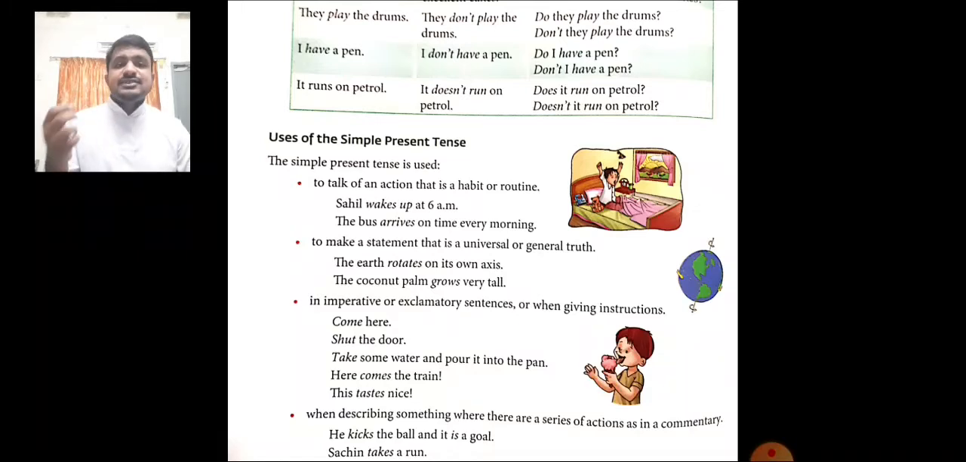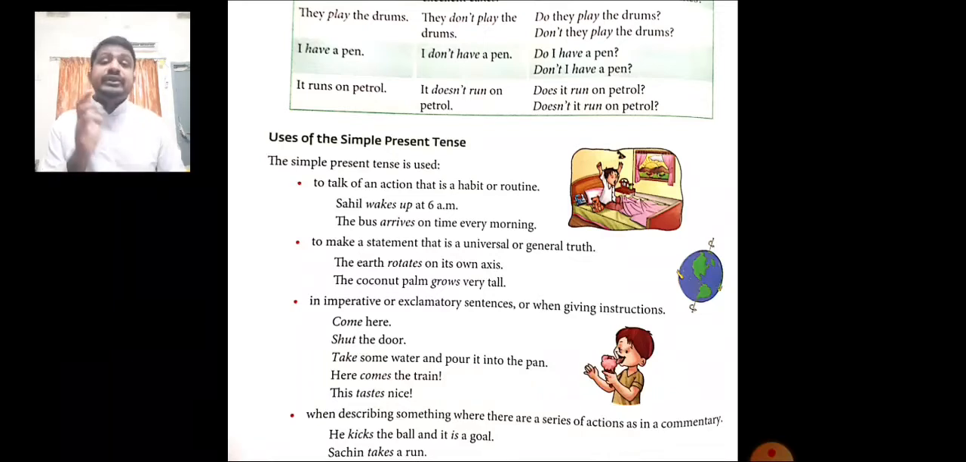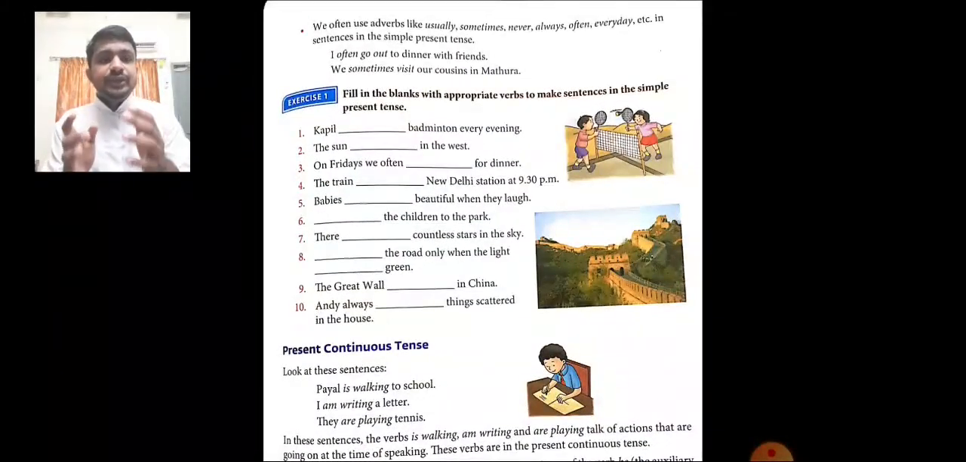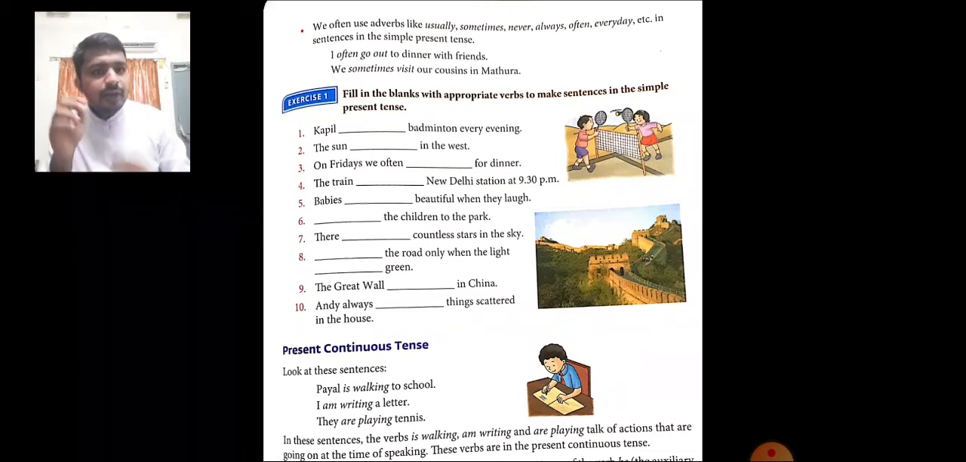Then when describing something where there is a series of actions in a commentary, suppose you are watching a football commentary or a cricket commentary, they always use the simple present tense. Now, we often use adverbs like usually, sometimes, never, always, often, every day, etc. in sentences in the simple present tense. So, these words we often use. I often go out to dinner with my friends. We sometimes visit our cousins in Mathura.